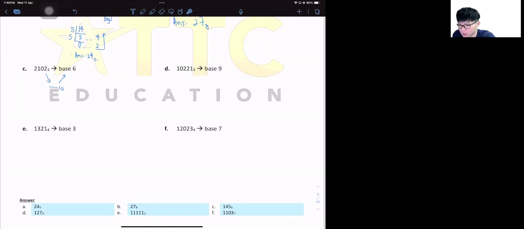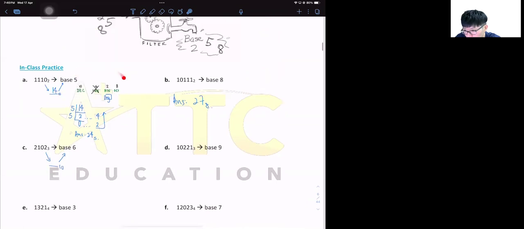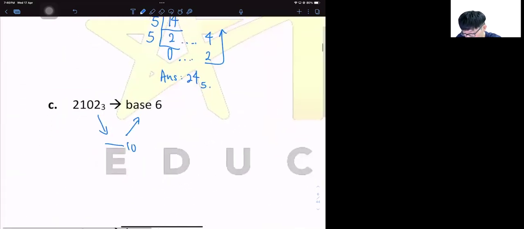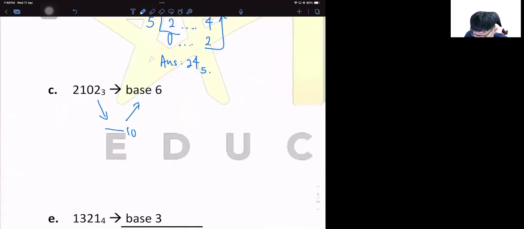C or D? The 3 to 10, you need to do manually, because calculator got no base 3. So if 3 to 10, you want to become bigger. Okay, so this is what you do. Again, I asked before.